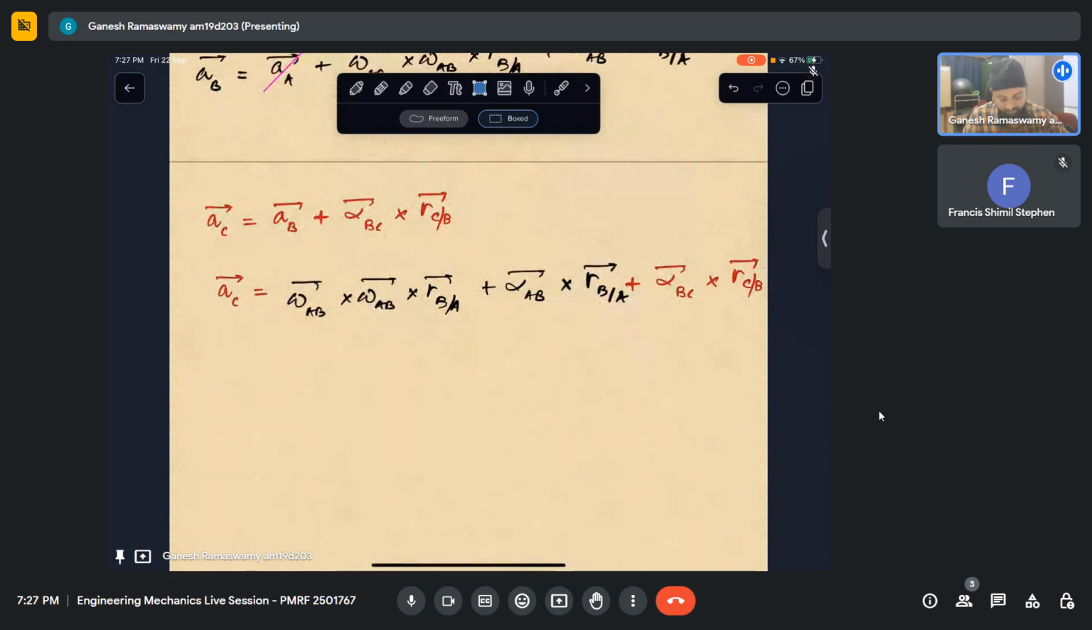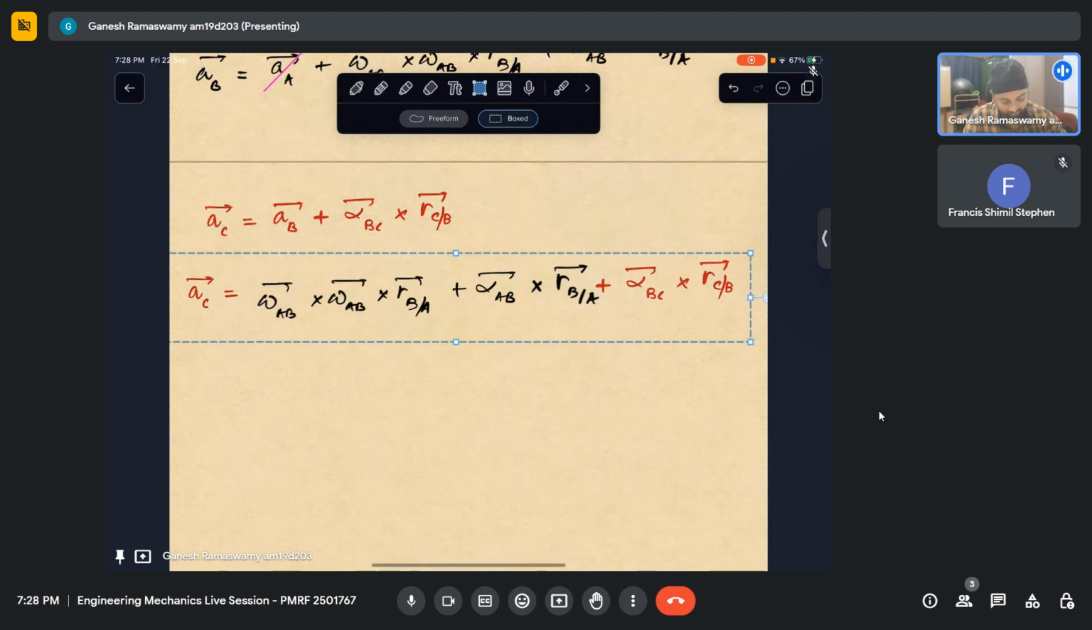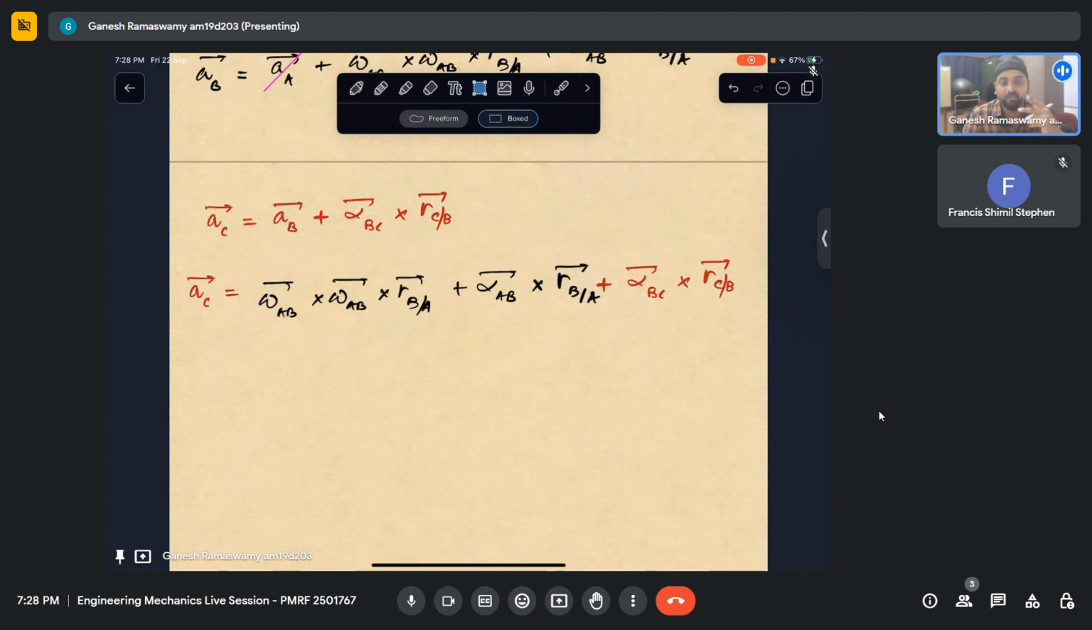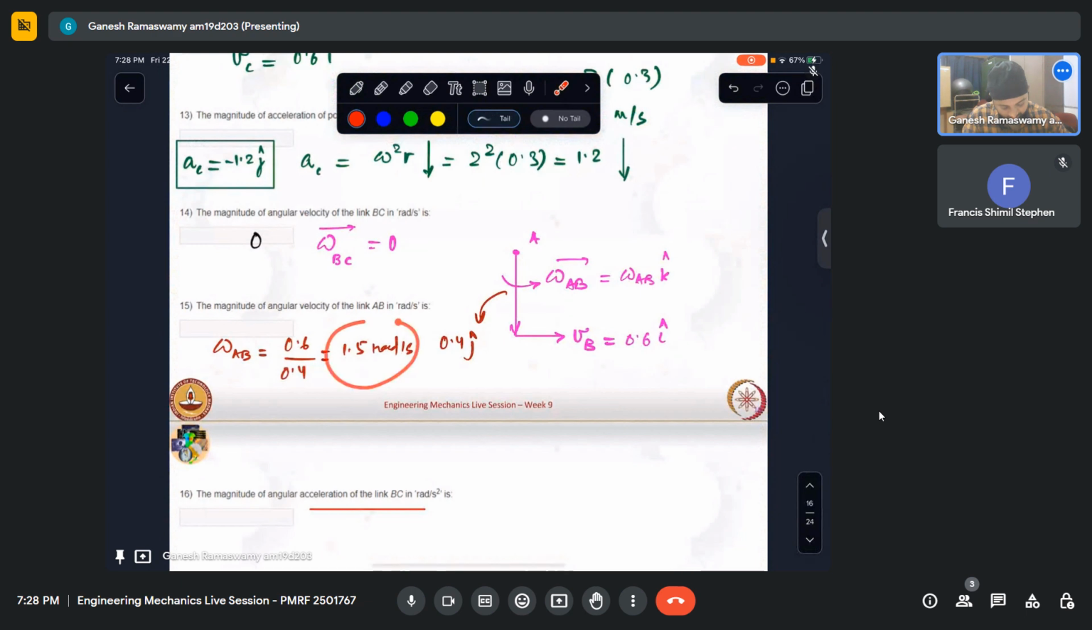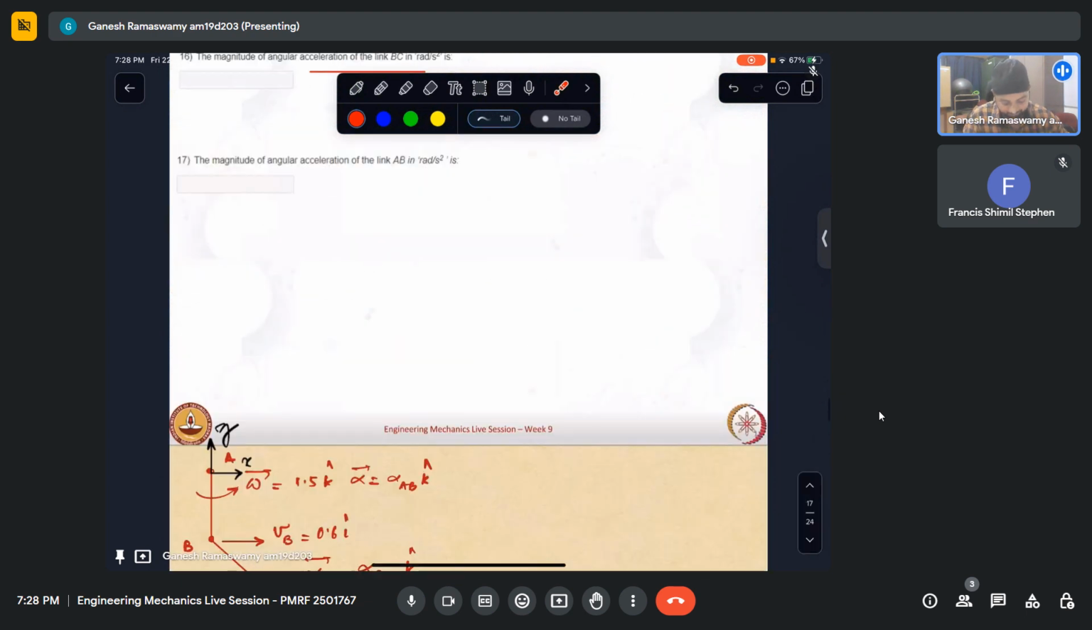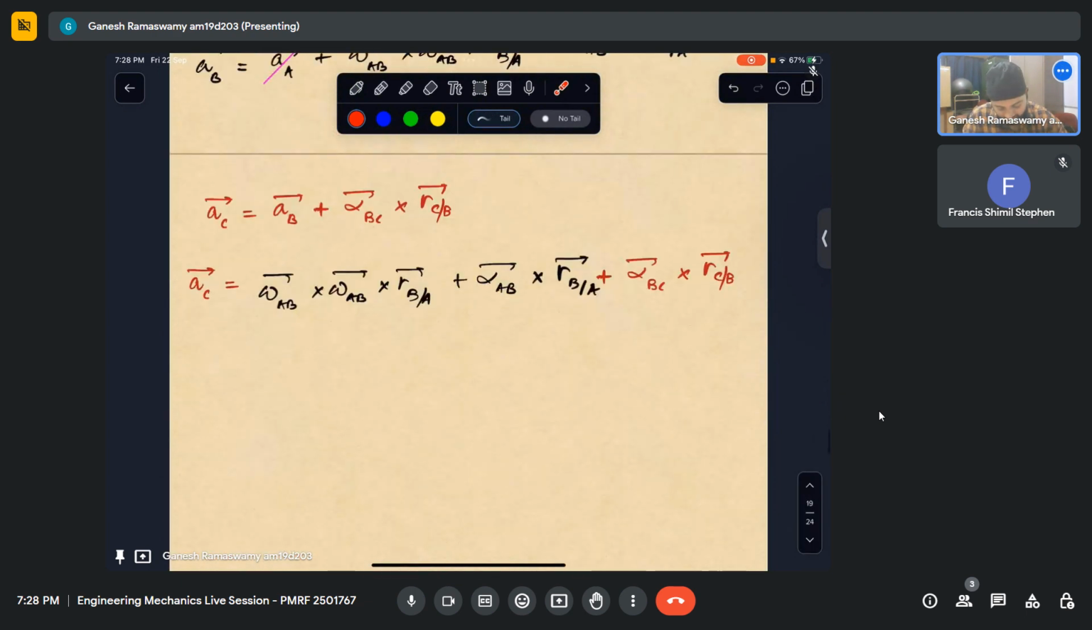So how many unknowns do I have here? And how many equations can I form from this? I have two coordinate axes, x and y, so I can have only two equations at best. So there better be only two unknowns. What do we know? Omega AB. We just found that out to be 1.5 k cap. This we know by virtue of that being connected to the disk. These quantities we know. So only these two remain. So two equations and two unknowns that can be solved.